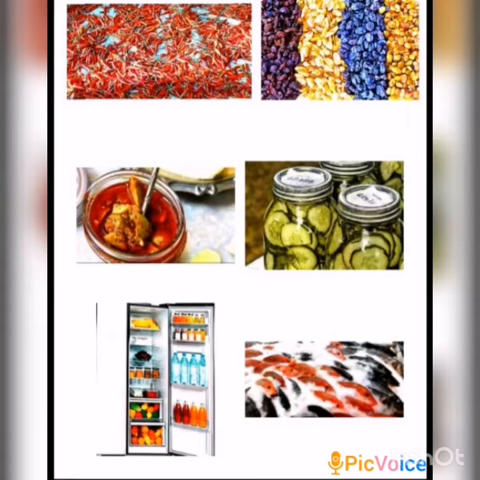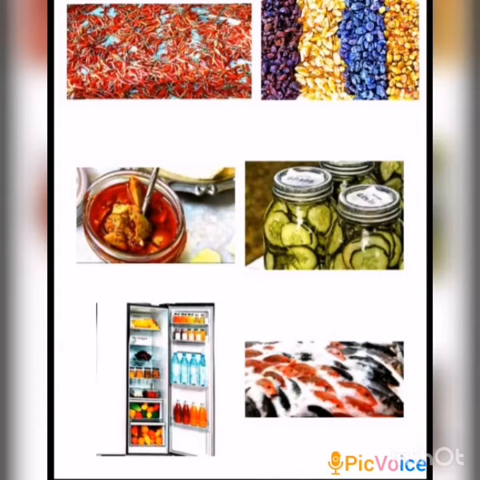Next, pickling. This is another method for preserving food, in which fruits and vegetables are preserved in salt or sugar solution and oil. Next, refrigerating. Refrigerating is also another method for preserving food, in which cooked food items, fresh fruits and vegetables are stored for a short time.